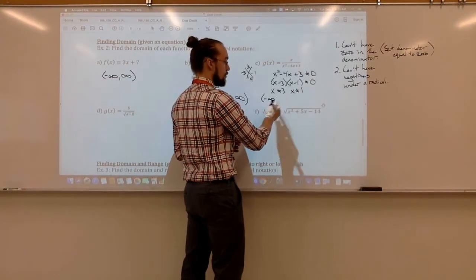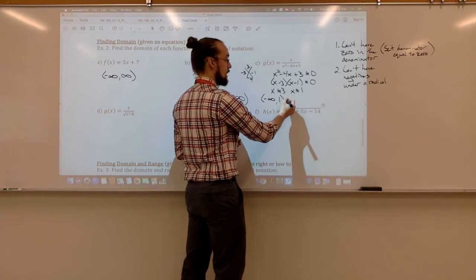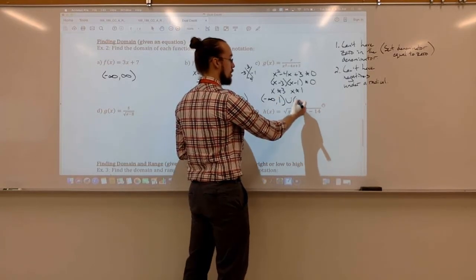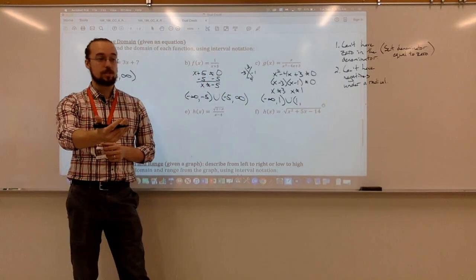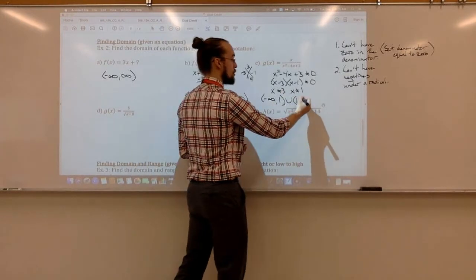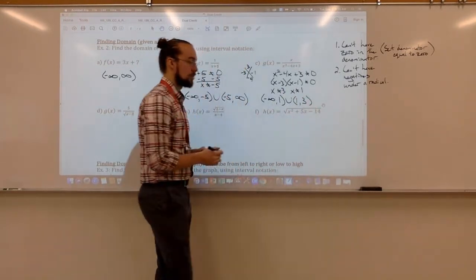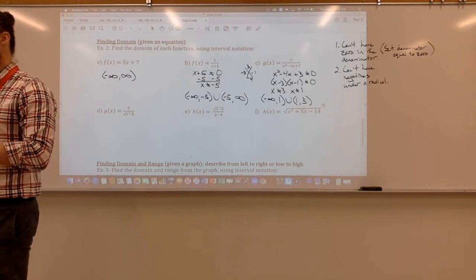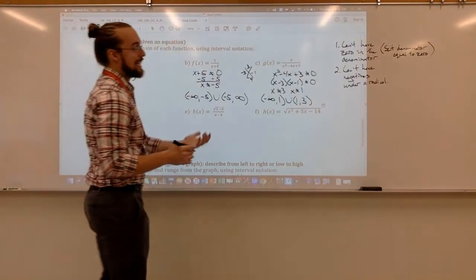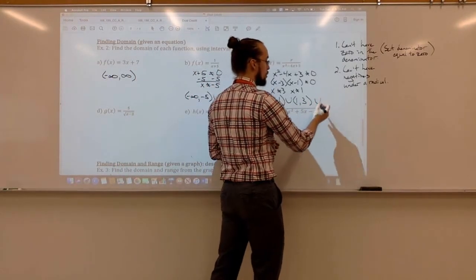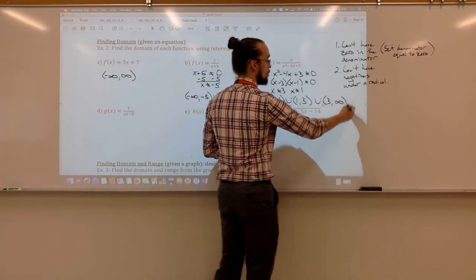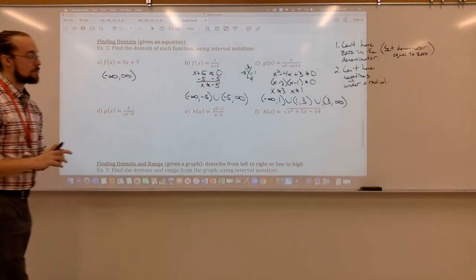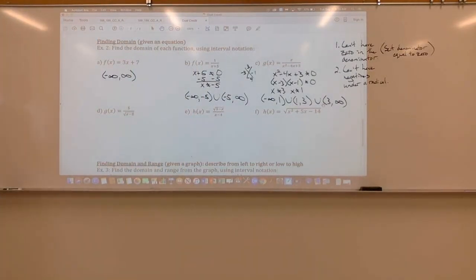So I'm going from negative infinity up to 1. I'm skipping 1. Then I'm going to go from 1 to the next value that I have to skip, which is 3. So this middle interval will just be from 1 to 3. Then my final piece, since I'm skipping 3, will be 3 to infinity. Questions on that?